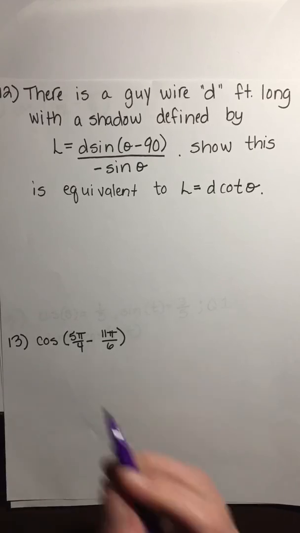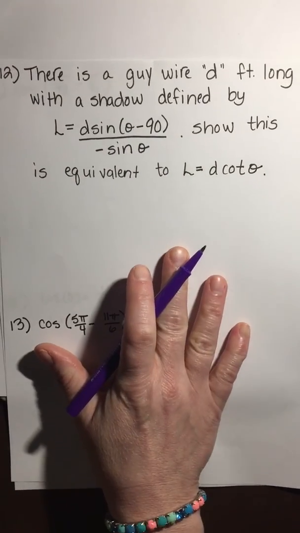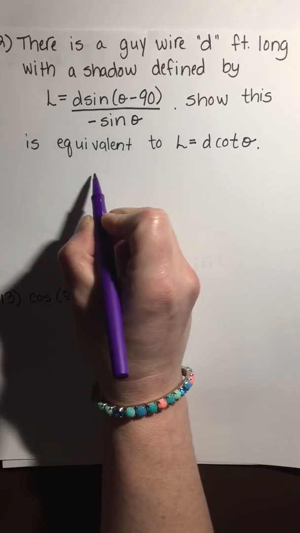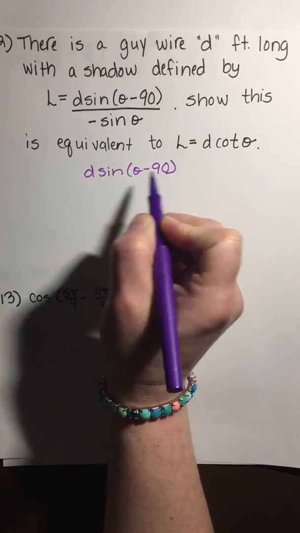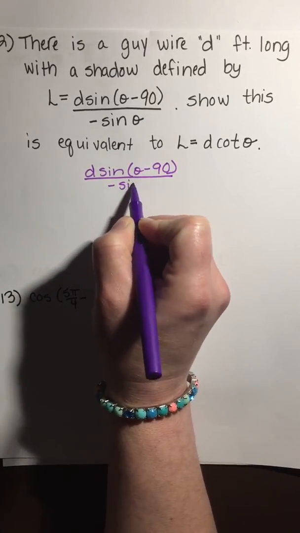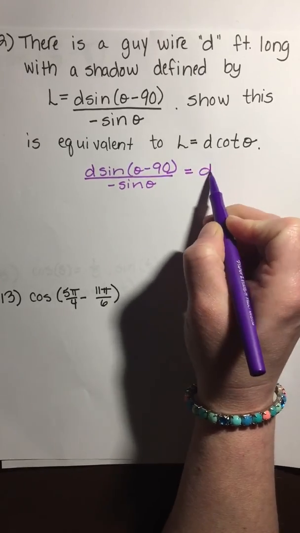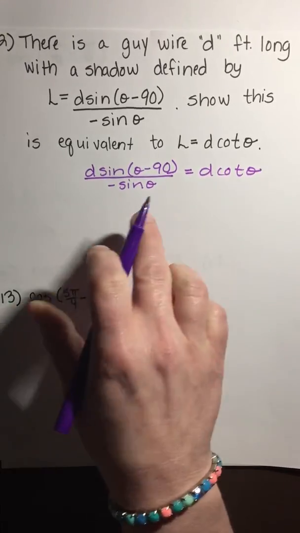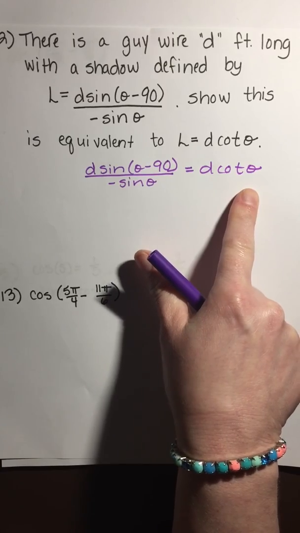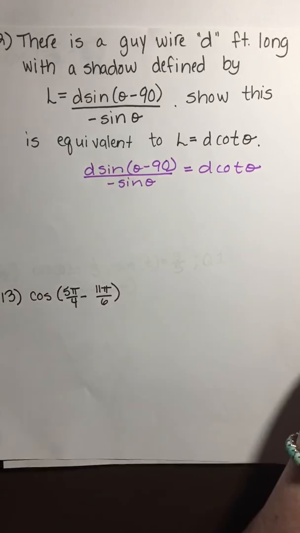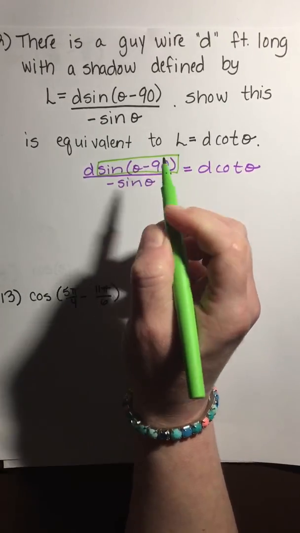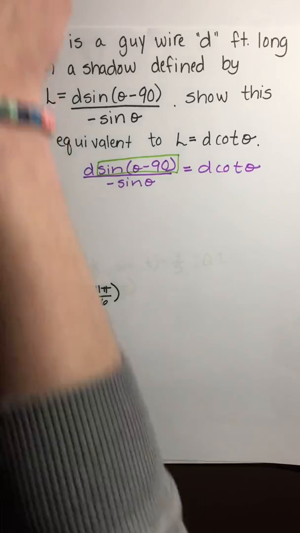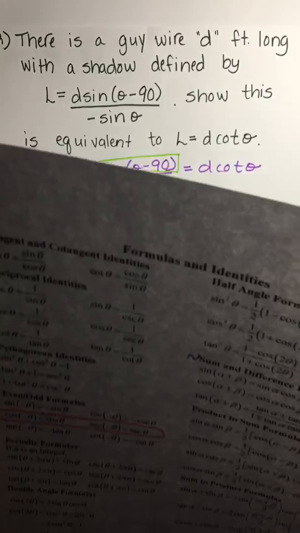So I'm going to write all this. I'm going to scoot up just a little bit here. d sine of theta minus 90 over the negative sine of theta equals d times the cotangent of theta. And I'm going to make this side look like this side. So focus right here. We got the sine of theta minus 90. Where have we seen that before? That is one of your cofunction identities.